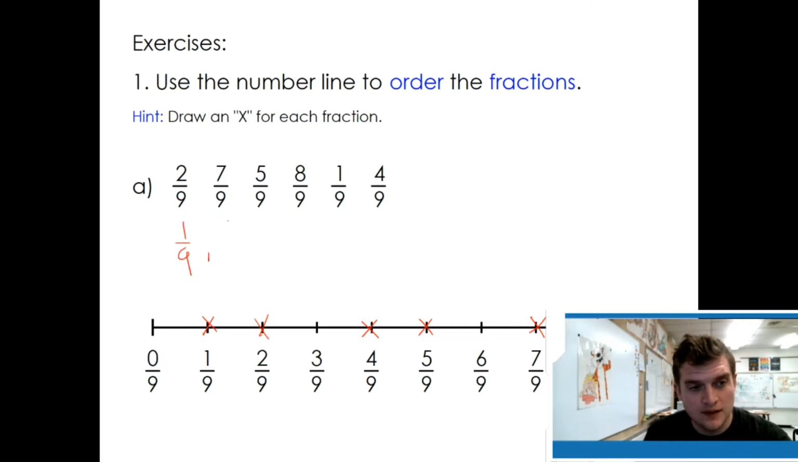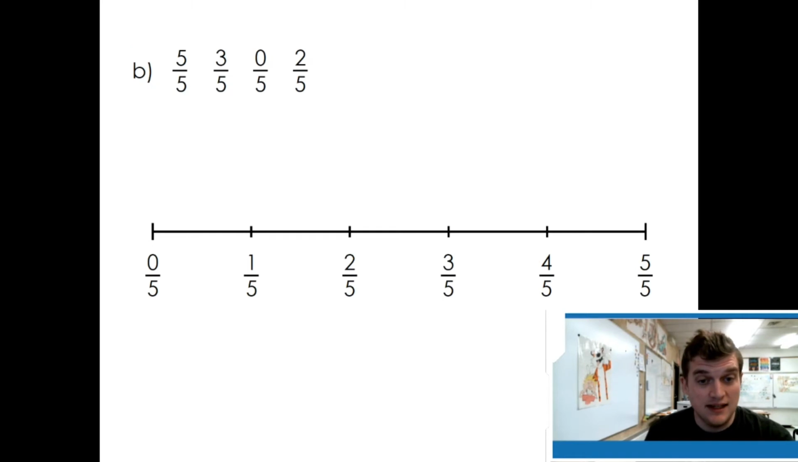1/9, 2/9, 4/9, 5/9, 7/9, and 8/9. Same thing again. We have 5/5, 3/5, 0/5, and 2/5. You can write those left to right: 0/5, 2/5, 3/5, and 5/5.